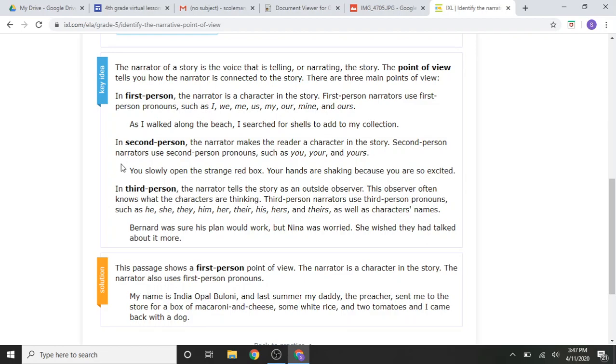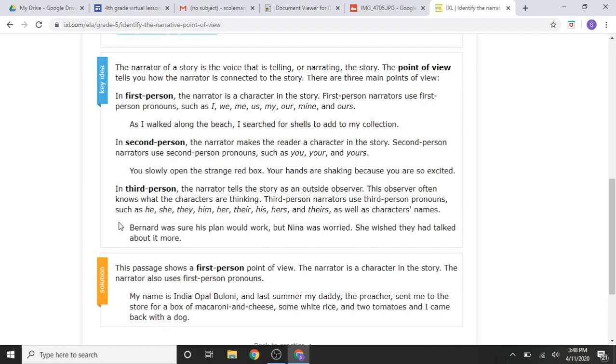In second person, the narrator makes the reader a character in the story. Second person narrators use second person pronouns such as you, your, and yours. For example, you slowly open the strange red box. Your hands are shaking because you are so excited. We see you and your and you again. That tells us that this sentence is written in the second person point of view.